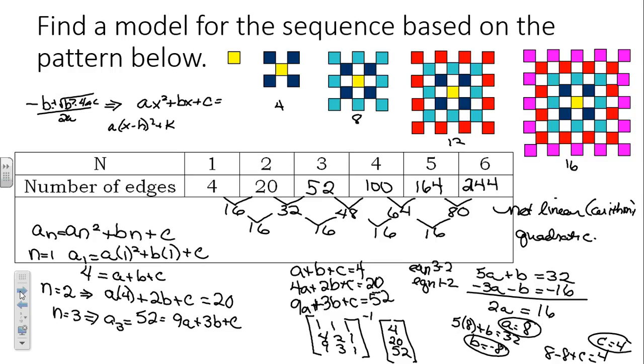The negative 8 came from, I just plugged it into one of these two equations, doesn't matter which one. So 5 times 8 is 40, right? And 40 plus B is 32. Subtract 40 from both sides and we get a negative 8. Okay?